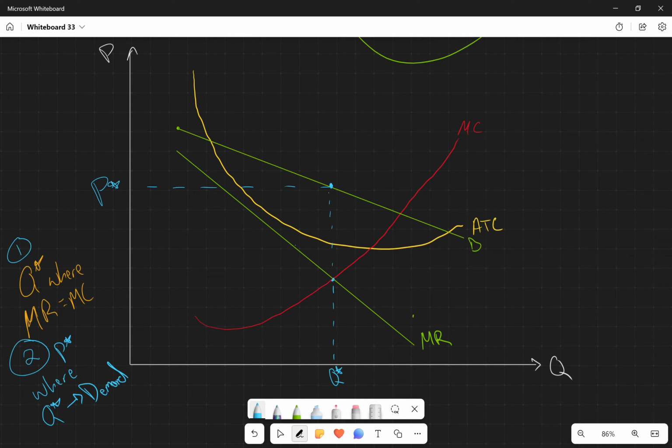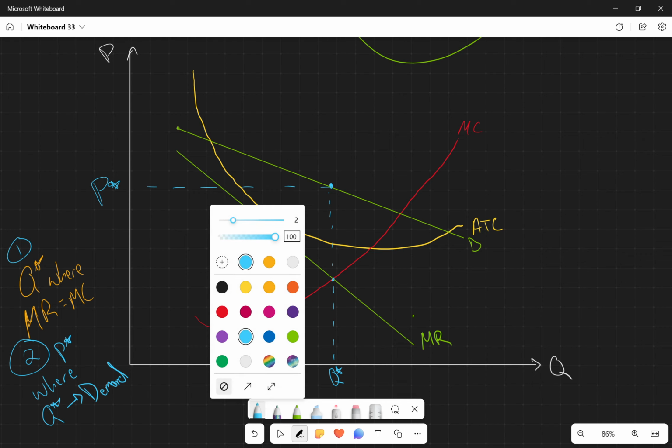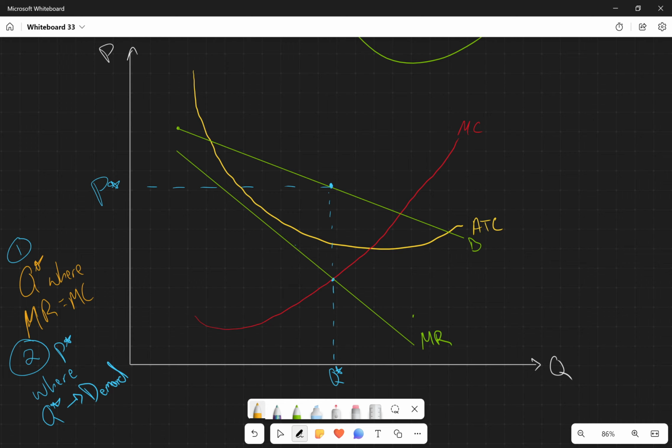And then lastly, in order to find our profit, we're going to take a shortcut. Instead of calculating the total revenue and the total cost and minusing one from the other, we're just going to go down. We're going to find what the ATC is that corresponds with that Q star. We're going to draw a dotted line there. And then we're just going to shade this rectangle as our profit rectangle.